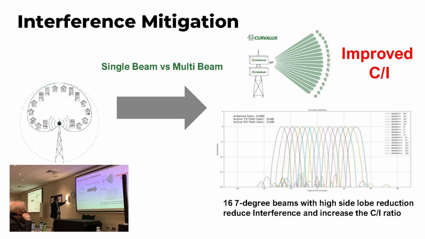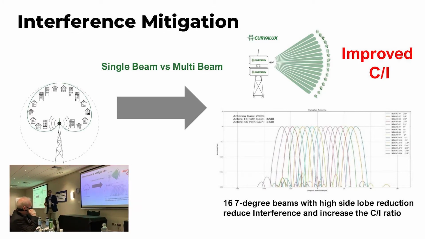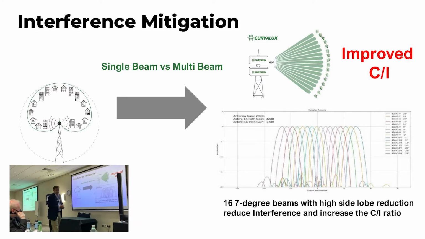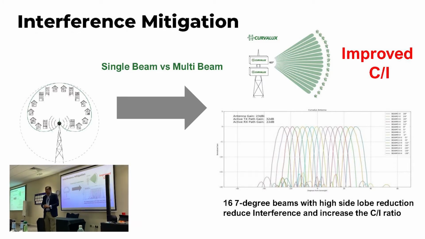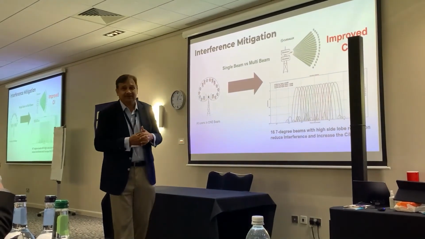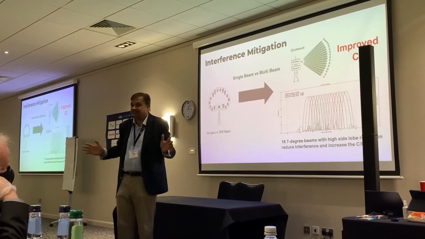Other approaches move to beam sectors, right? 20 degrees, 30 degrees, 60 degrees, which the reflector antennas and the array antennas generally do. But again here, you can increase the C by increasing the gain of the antenna. But the interference problem will not be solved because you are listening, and everybody is in the same beam.